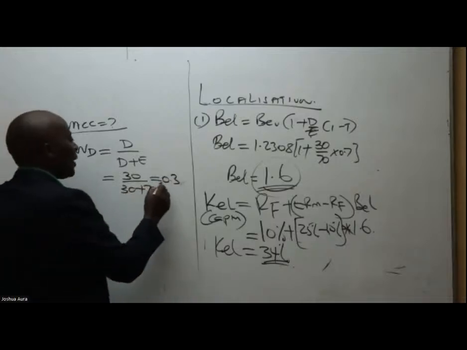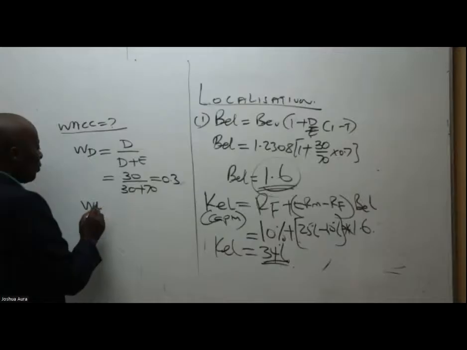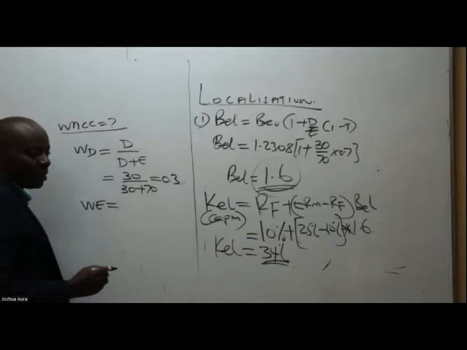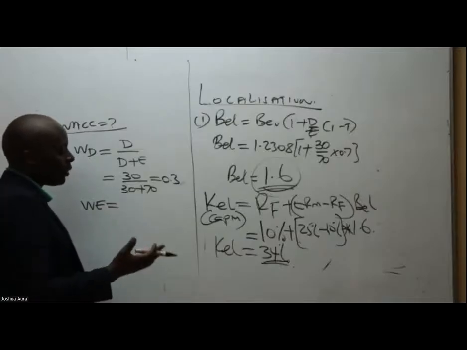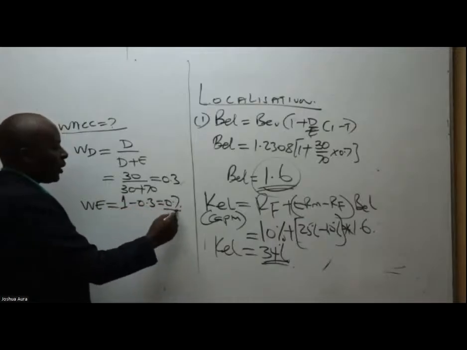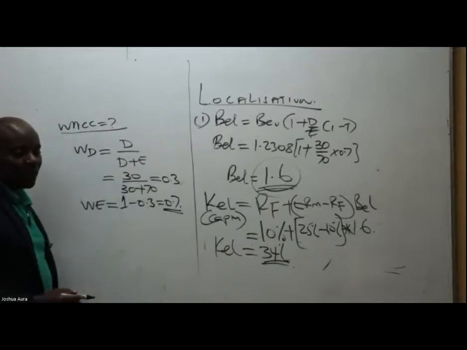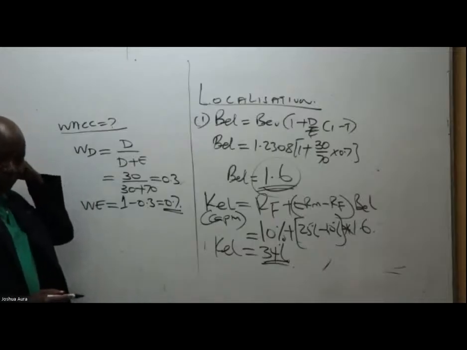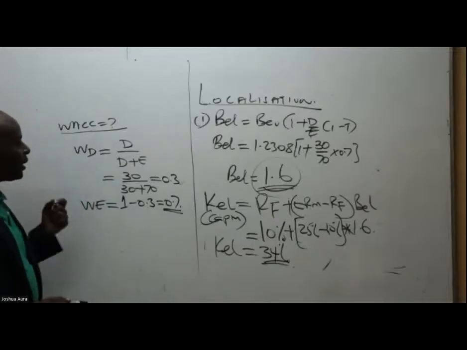And for sure, once I get the weight of debt, getting the weight of equity will not be a big deal. It is 1 minus 0.3, which gives me 0.7.